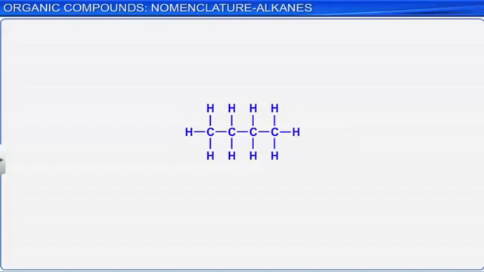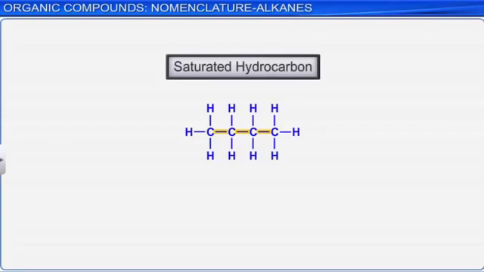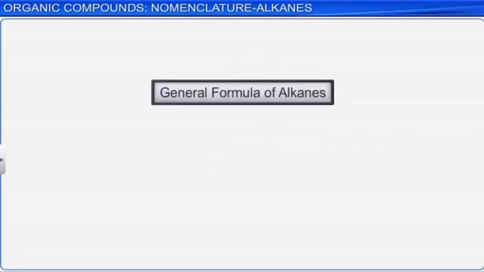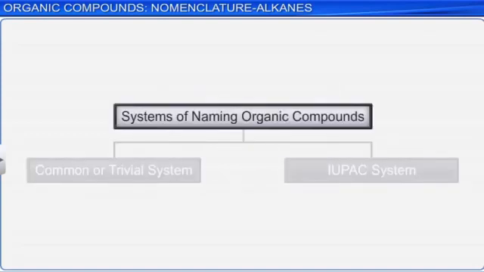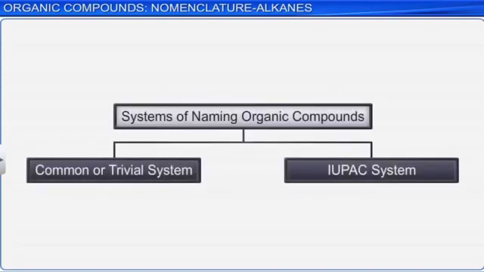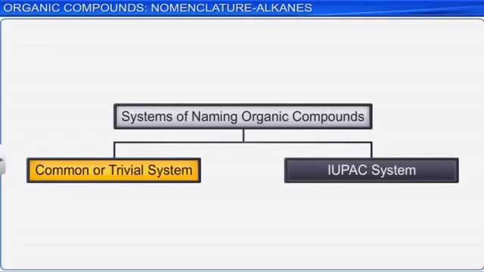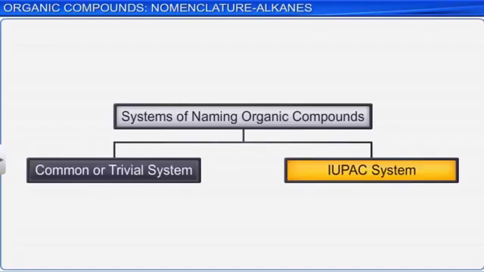We know that hydrocarbons are organic compounds that contain only carbon and hydrogen. The hydrocarbons, which consist of carbon-carbon single bonds, are said to be saturated and are called alkanes. The general formula for alkanes is CnH2n+2, where n indicates the number of carbon atoms. We know that there are two systems for naming organic compounds, the common or trivial system and the IUPAC system.